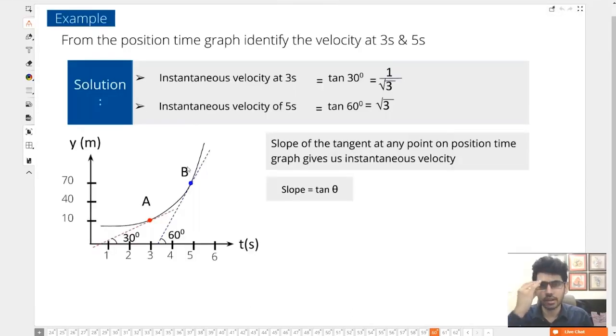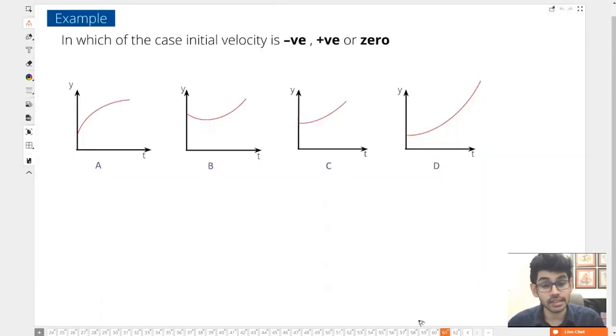So instantaneous velocity is the tan of the angle made by the tangent at that point with the positive x-axis. Okay? Super simple. We've done this in our basic mathematics. Okay? Now again, we'll increase the level in the next class. So please, students, please revise. Don't come without revision in my class next time.